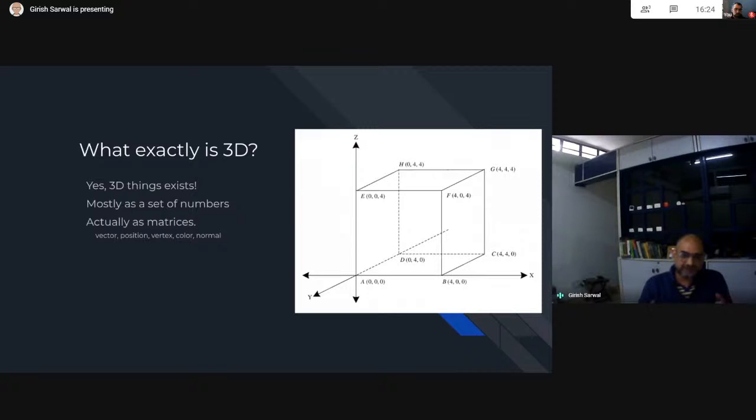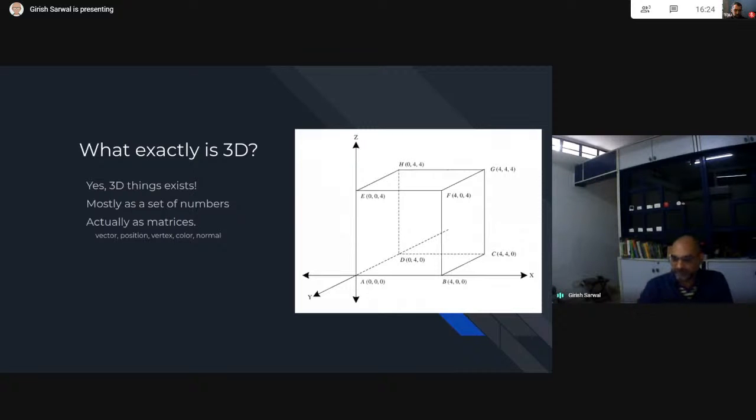what you have to understand is that every point in that 3D is essentially stored in the system as a vector. You could have lots of data points in a cloud that actually form that entire object. So 3D points essentially exist as matrices.